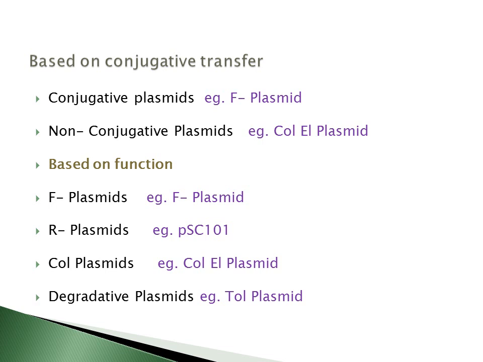Coming to the classification of plasmids, we can classify them based on conjugative transfer and based on function. Based on conjugation, they are conjugative and non-conjugative. Plasmids which are transferred from one bacterium to another during the process of conjugation are called conjugative plasmids.